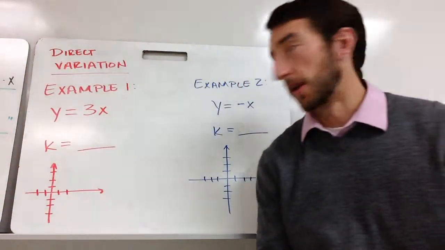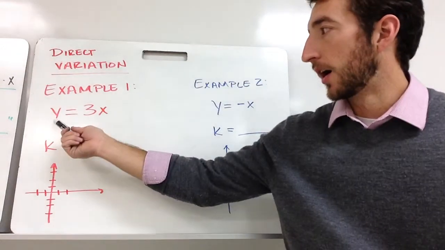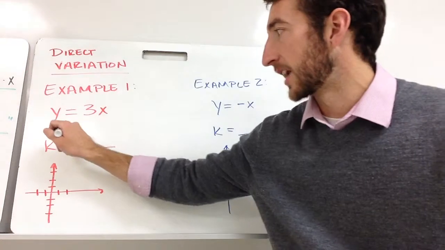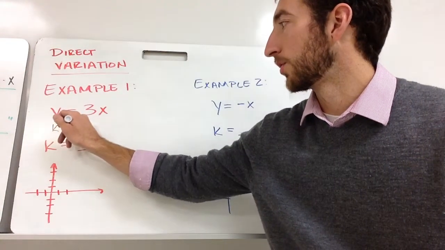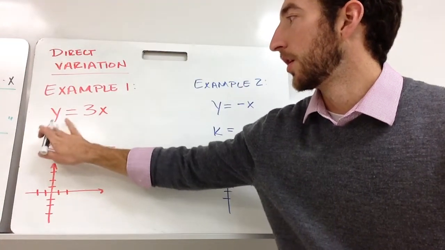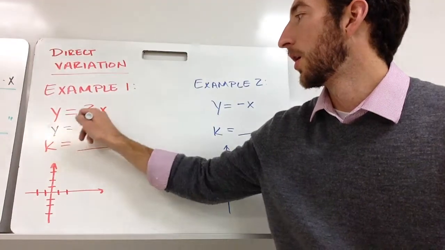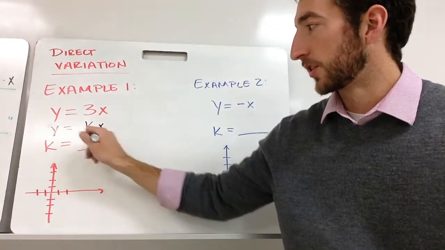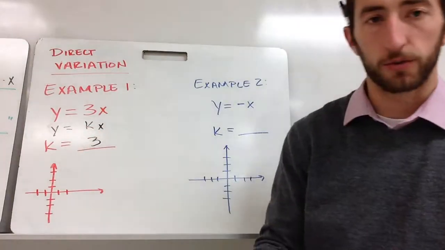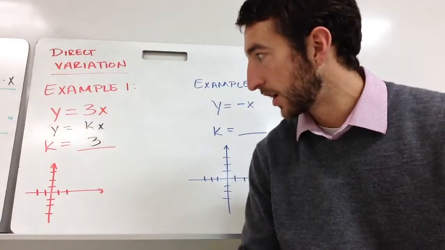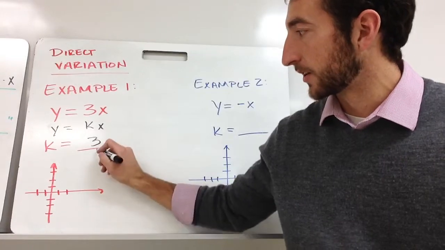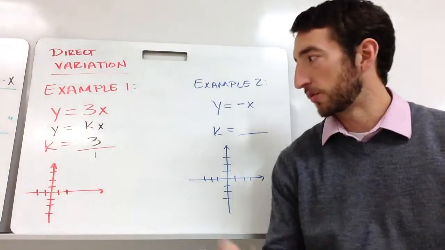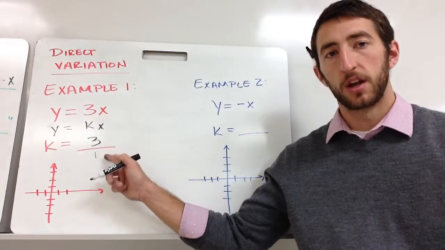Alright, so let's do a few examples. So example 1, we have our equation. Now the first thing you want to check is if it's actually in the form y equals k times x. So it looks like these are in the same form. So this is saying that k is equal to 3. So my constant of variation is 3. Whenever I graph this, this is the same as 3 over 1. So remember your slope is rise over run. So I'm going to rise 3 and run 1.